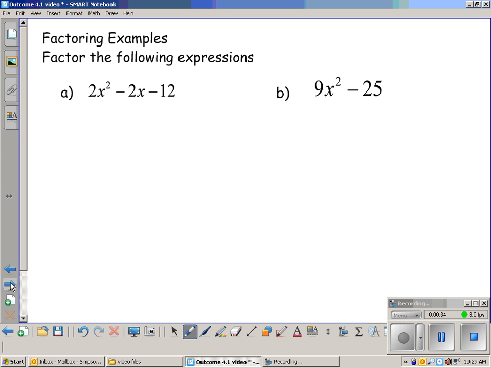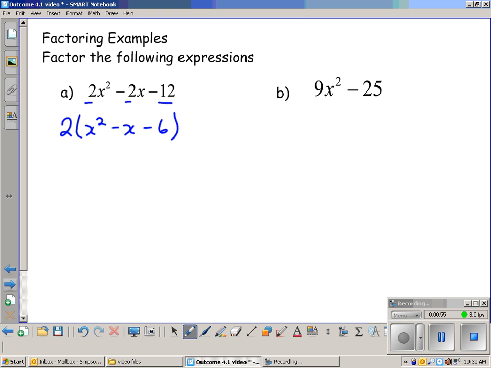Let's do some more factoring examples. Let's factor the following expressions. 2x squared minus 2x minus 12. Right away, I can see that there's a common factor in the numbers in my polynomial. So I'm going to take out a factor of 2, leaving me x squared minus x minus 6.